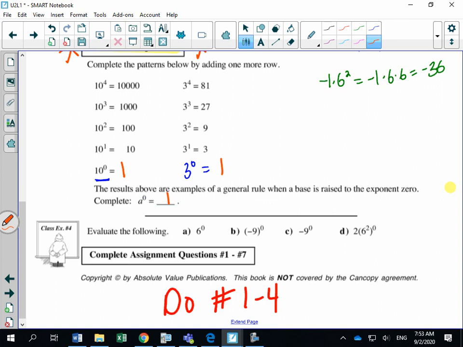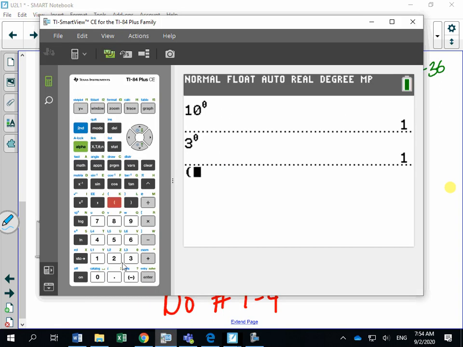So when we do this question, class example number 4, it says evaluate the following. 6 to the power of 0. So you say, okay, I'm not even going to type that in. That's 1. This bracket to the power of 0, you could type it in, is 1. So let's actually type in B just to double check. Negative 9 in a bracket to the power of 0. So open bracket, negative 9, close that bracket, power of 0, and I get 1.